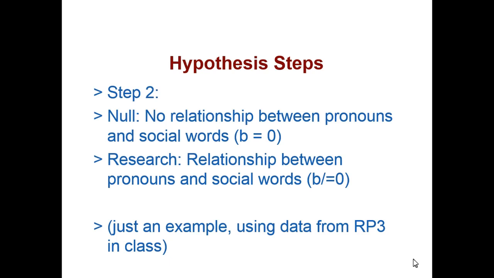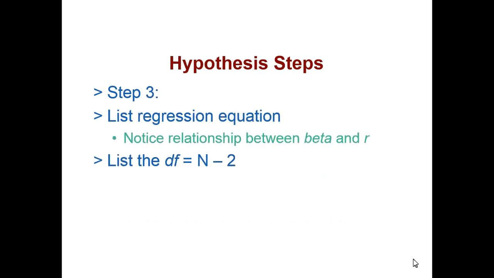Alright, so that's the same as correlation, except this one's B and not R. So for step 3, we're going to get the regression equation. We're going to fill in A and B. We're going to come up with degrees of freedom, still n minus 2, 1 for x, 1 for y. And then let's try that and make our plot.